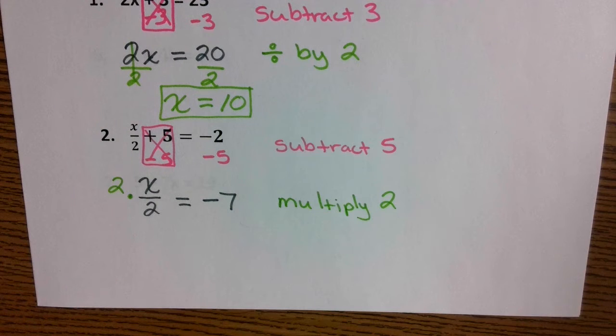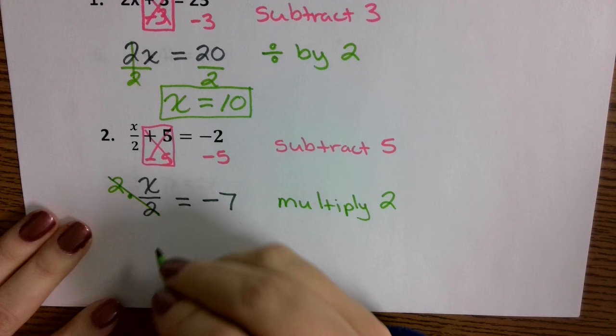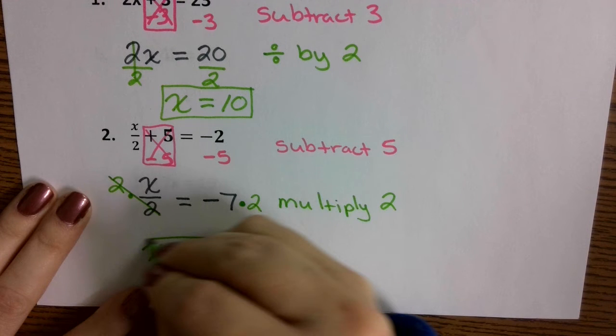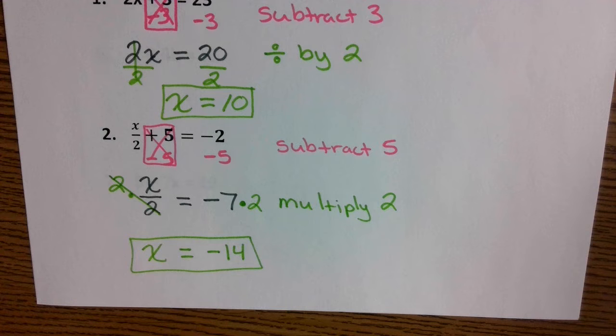So when we multiply by 2 on the left side, 2 times x divided by 2, multiplying by 2 and dividing by 2 cancel each other out. So we're left with just the x. And then we're going to multiply the negative 7 times 2. Negative 7 times 2 is going to equal negative 14. So there's our answer, negative 14. Okay, get that copied down, and let's go on to the next page.